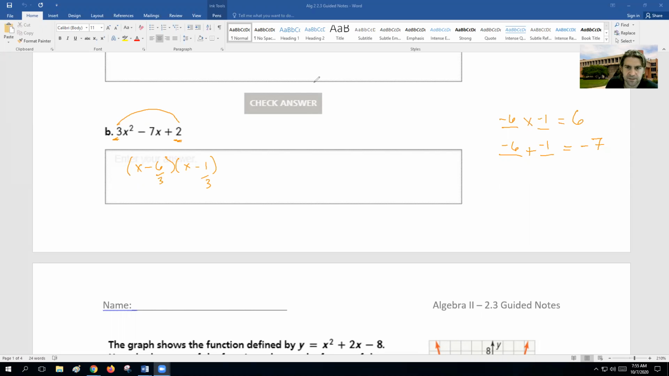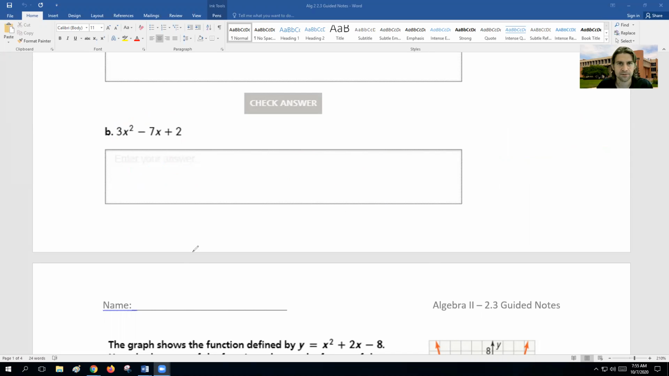So now we simplify our slide. Does 6 divide by 3? It sure does. That's an x -2. Does 1 divide by 3? Nope. So we're going to slide that over. 3x -1. And there's our answer. And we could always go back and double check these by factoring.